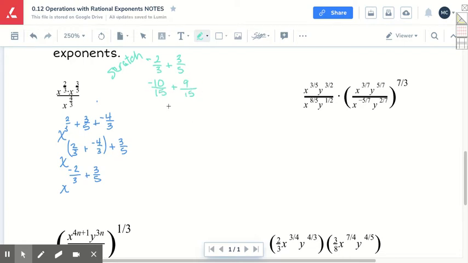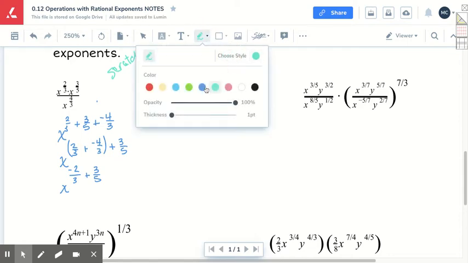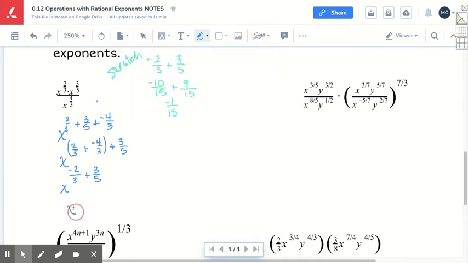And now I can add those together, keeping the denominators the same, and then adding the numerators. So -10 plus 9 would be -1. All right, ready to take that back to my problem now. So now I'm going to replace the exponent over here with -1/15.